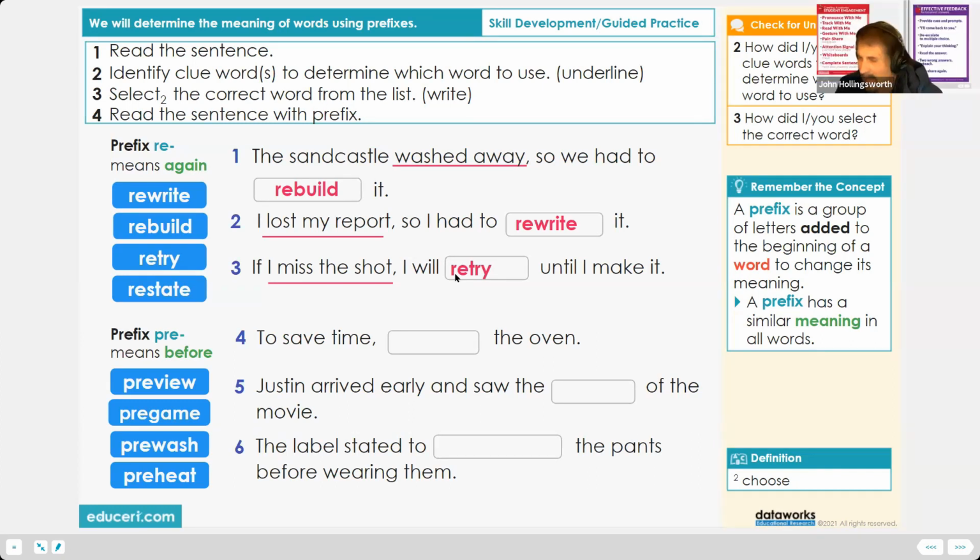So try to tie these back conceptually and not just have the answer, that idea of doing it again. This is the part here. The prefix has a consistent meaning, I think it says over here, a similar meaning in all words. In this case, it means to do it again. Okay, I think we can see how we do this.